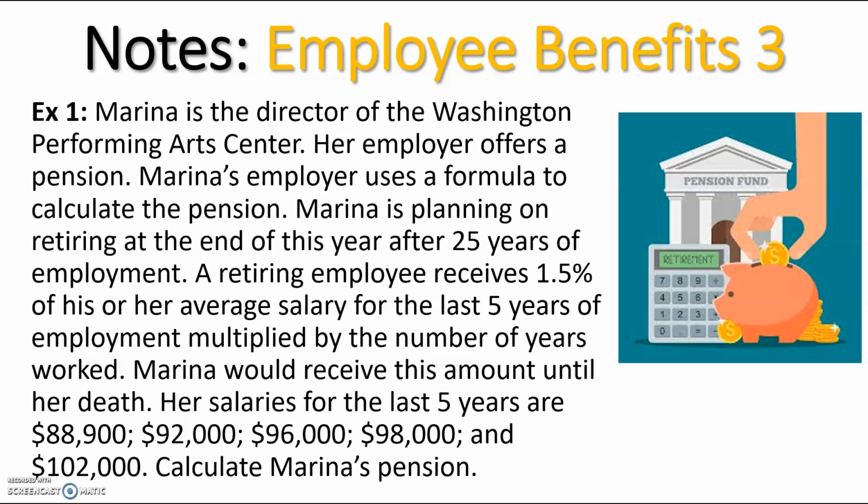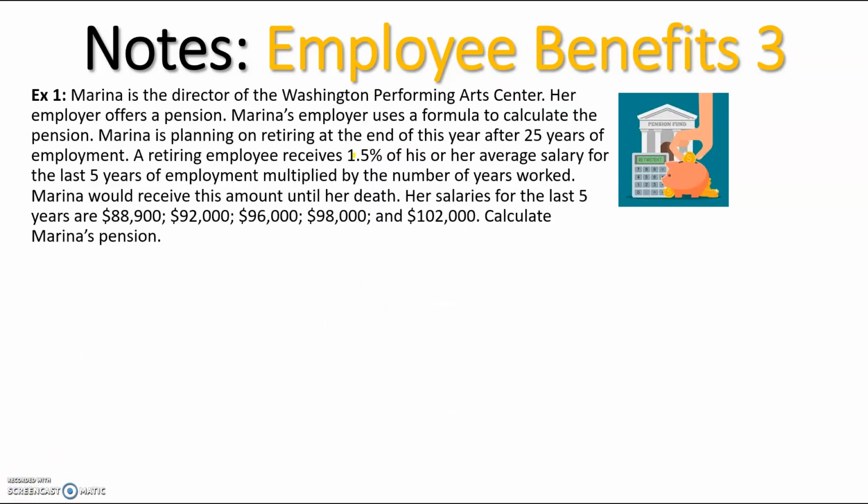A retiree employee receives 1.5% of his or her average salary for the last 5 years of employment, multiplied by the number of years worked. Marina would receive this amount until her death. Her salaries for the last 5 years are $88,900, $92,000, $96,000, $98,000, and $102,000. Calculate Marina's pension. The first thing we need to do is determine the average salary over the last 5 years.